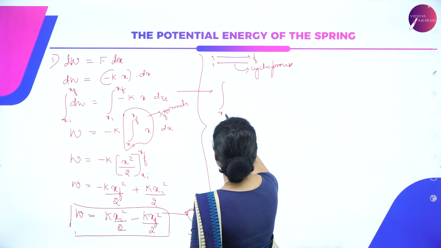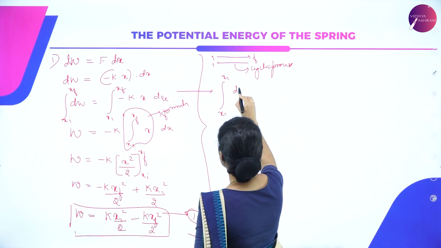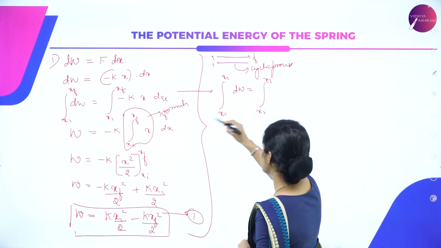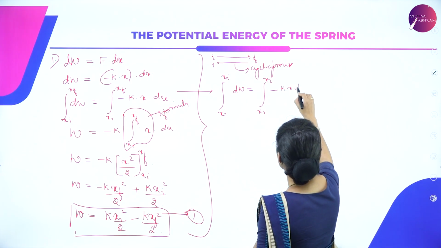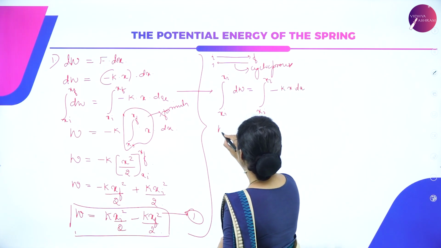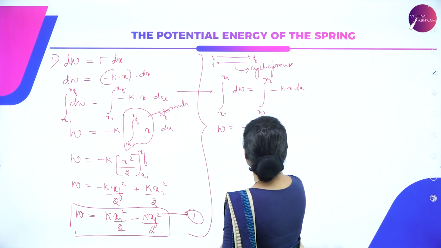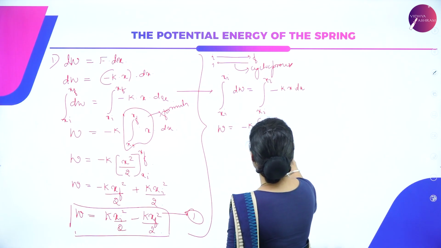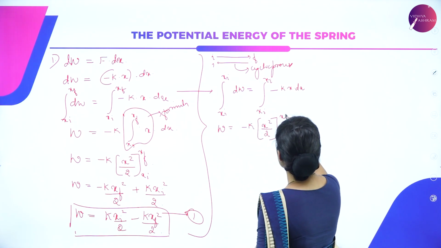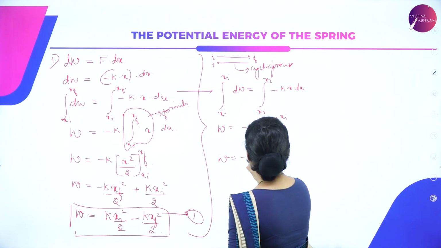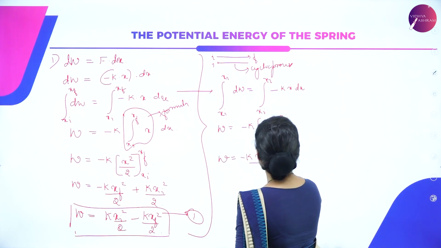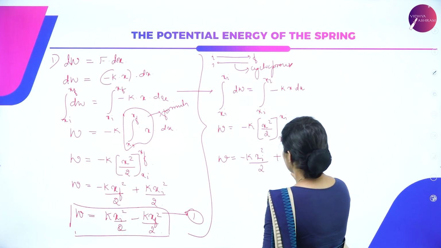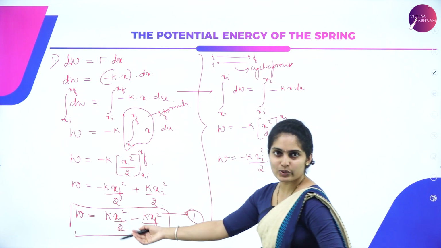Integration from xi to xi of dW is equal to integration from initial back to initial of minus kx dx. So when we apply this, we have W is equal to minus k, taken outside. So apply the integral condition, and due to the formula we get this equation, and xi we have. So W is equal to minus k xi square divided by 2, and minus becomes plus k xi square divided by 2. This is nothing but the half mv square concept.